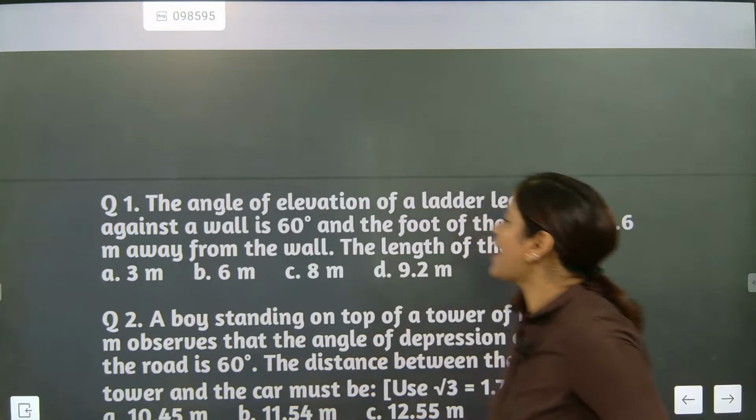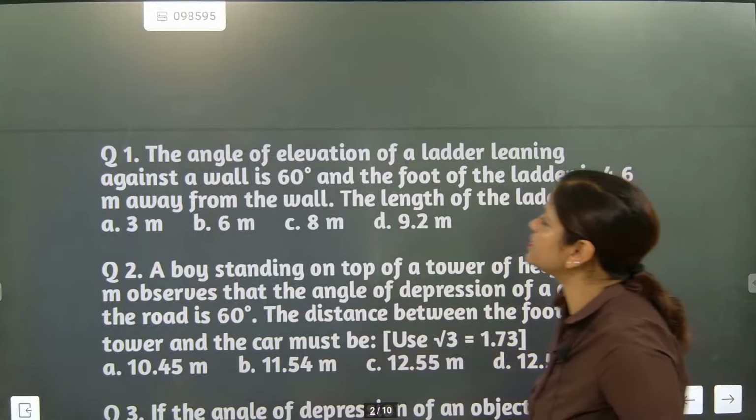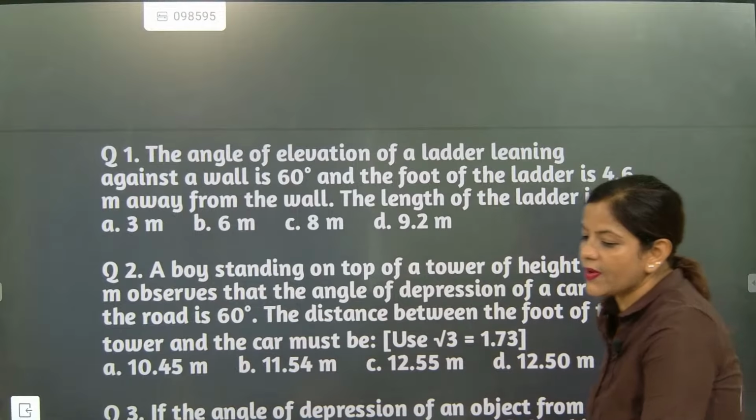Now look here. The angle of elevation of a ladder leaning against a wall is 60 degrees. We'll start with this question.